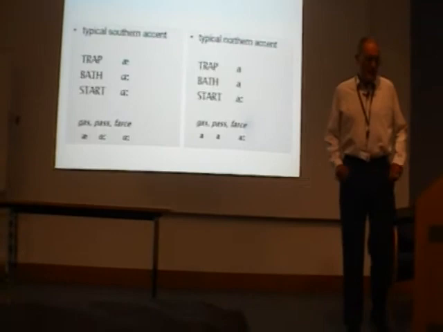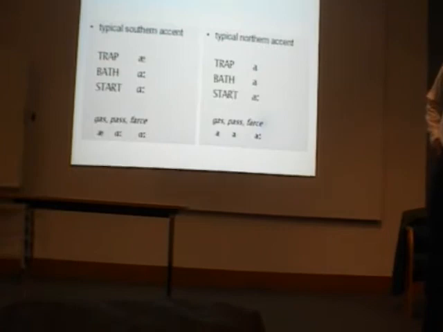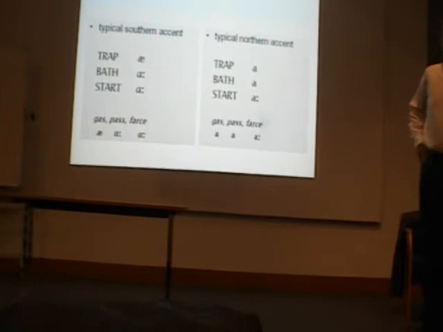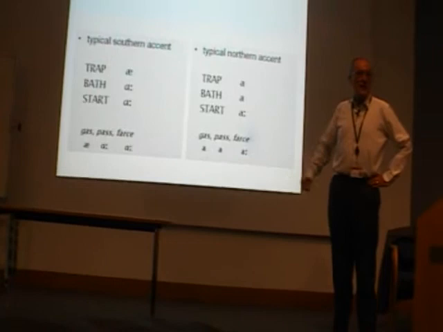Summarising the point about the bath words, you can see that in a typical southern accent, we have the short a in trap, and all of the words in the lexical set trap, but we have a long ah in bath and start, and all of the words in those two lexical sets. So if we take the three words gas, pass, farce, you can see the results.